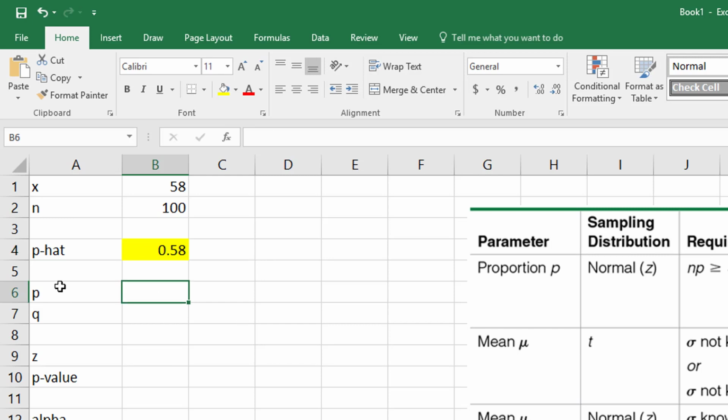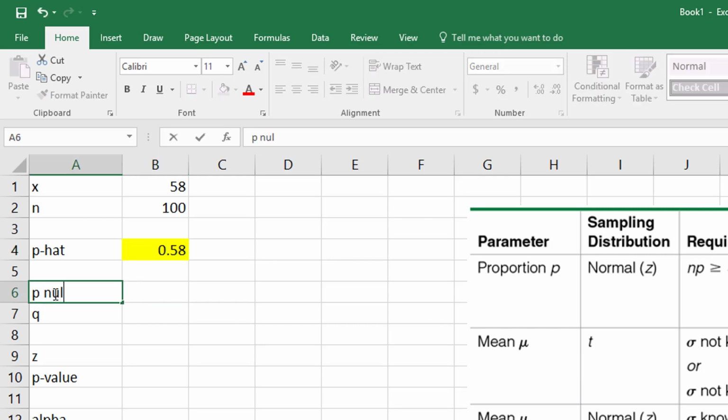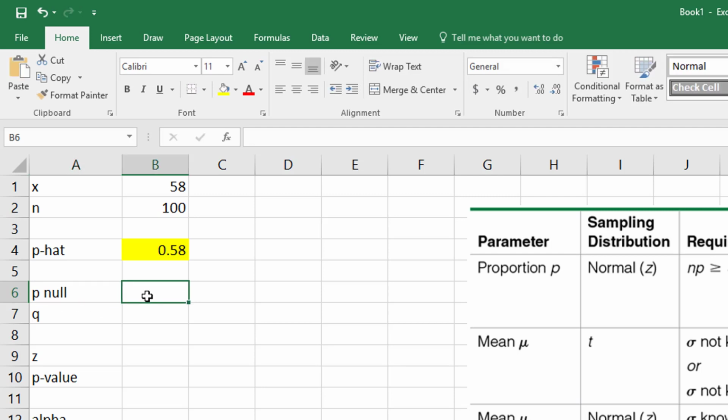All right, so this is, in fact, let's call it P null, right? Because that's the population right there, P. And they give us this 0.5. How do you find Q? Equals 1 minus that value. Don't forget every time you do a formula in Excel, you have to do the equal. So I hit enter. That's a formula. Can't touch that one. So let's put that there.